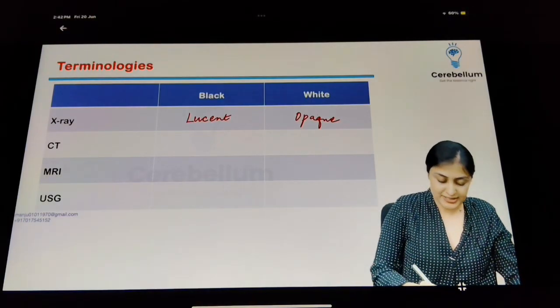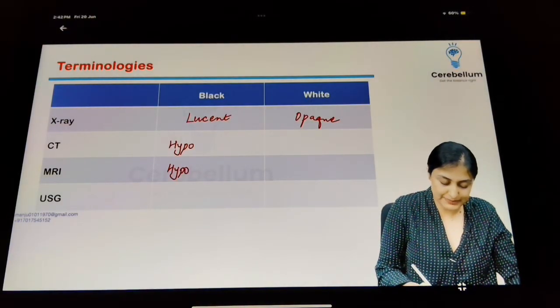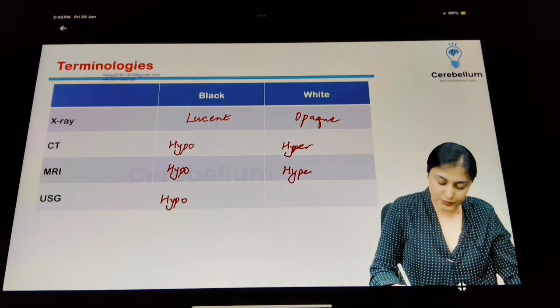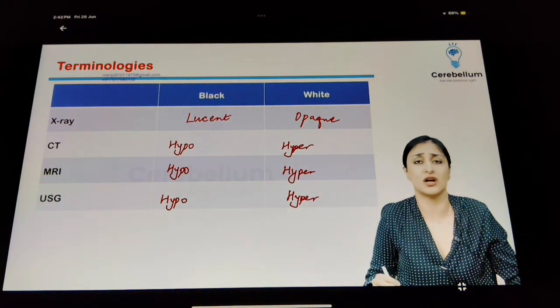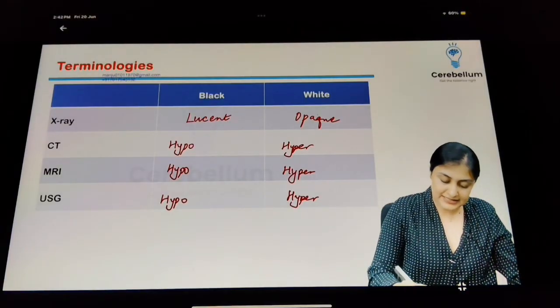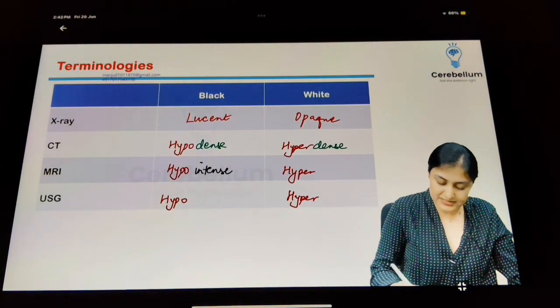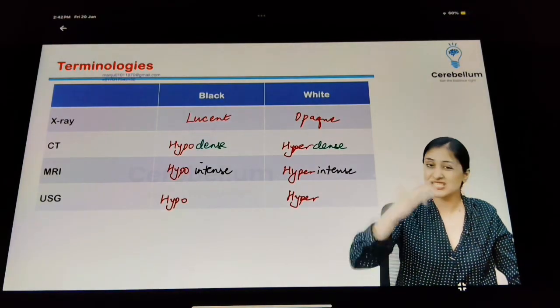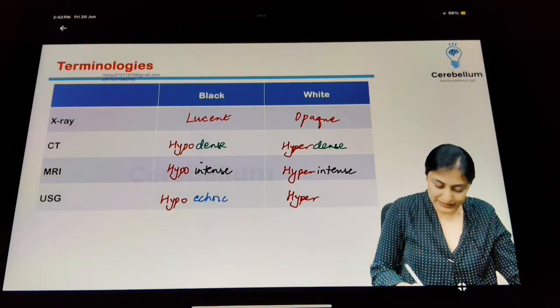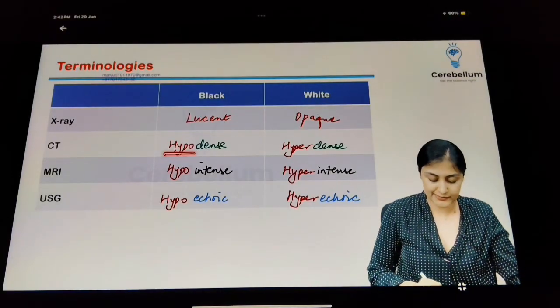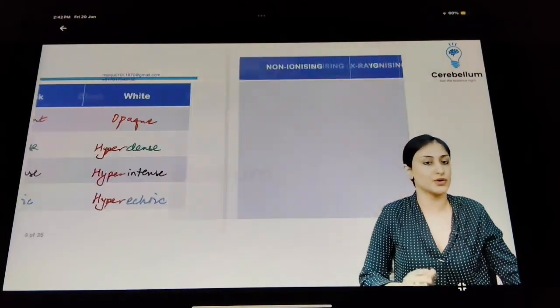CT, MR, ultrasound, all of these, it's same. If it is hypo, it is black. Hypo is the prefix. If it is white, the prefix becomes hyper, okay? So this is simple. As soon as I read hypo, I know the color. Rest of it doesn't really matter. But just to know, on CT, now I'm going to call it hypodense and hyperdense. On MRI, I'm going to call it hypointense, hyperintense. On ultrasound, because it's sound waves is echoing, so it is hypoechoic, hyperechoic. You don't need to remember the suffix as long as you're not a radiologist. You can just do with this and you get your answer. So this is about the basics.